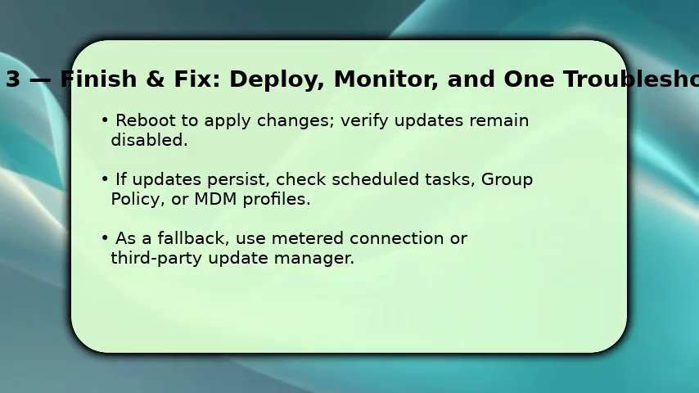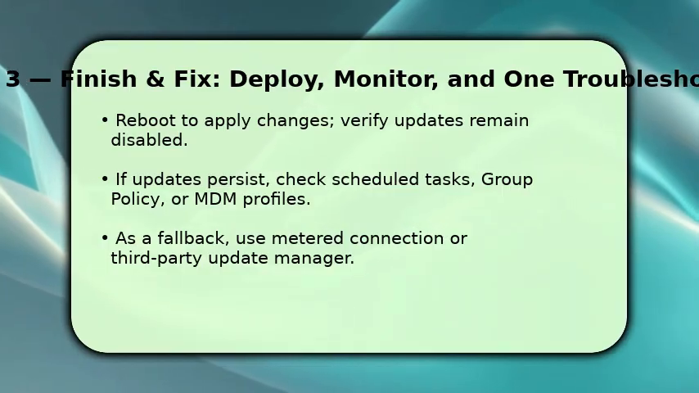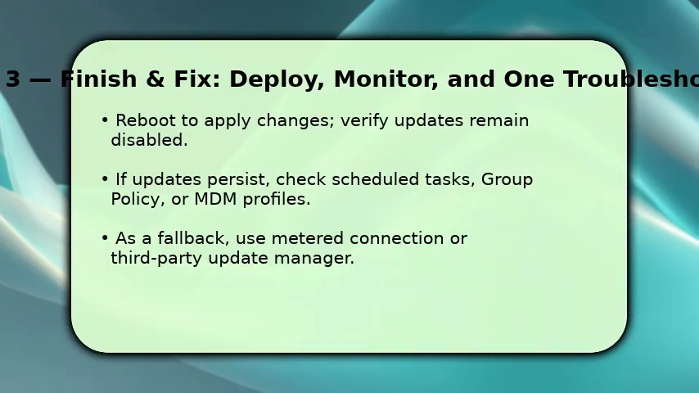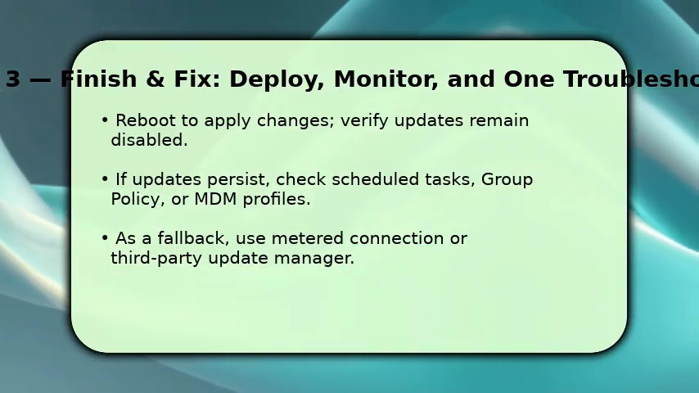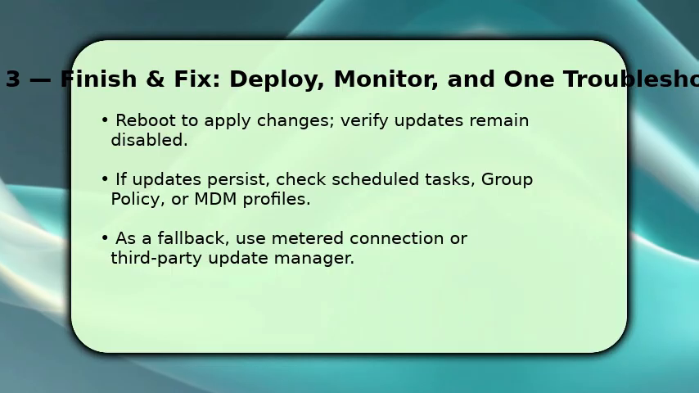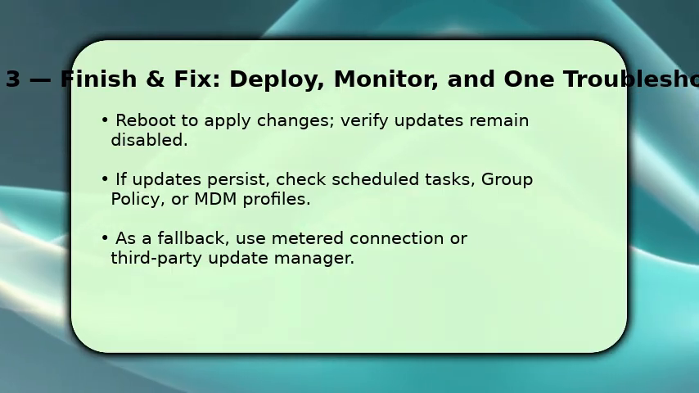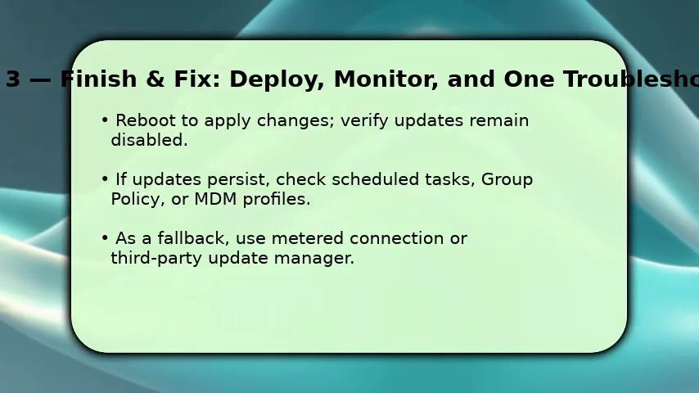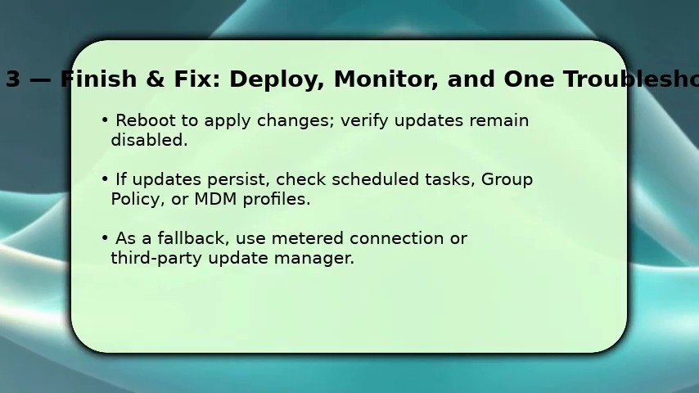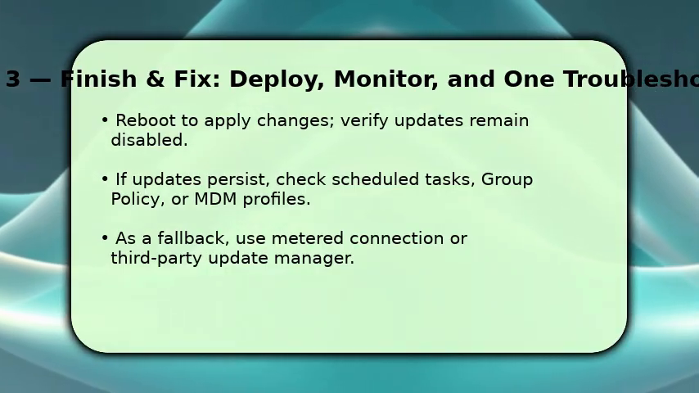These override local settings. As a fallback, set your network as metered to block large downloads or install a third-party update manager that gives manual control. If things go wrong, re-enable the service and restore defaults, then apply changes step by step to isolate the culprit.